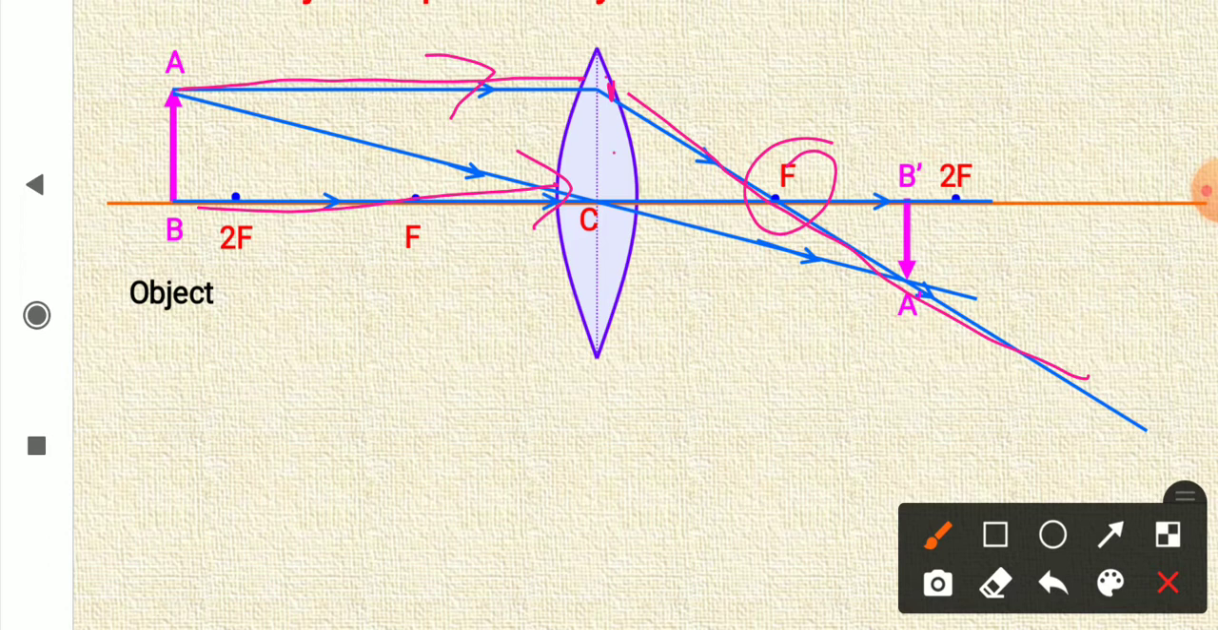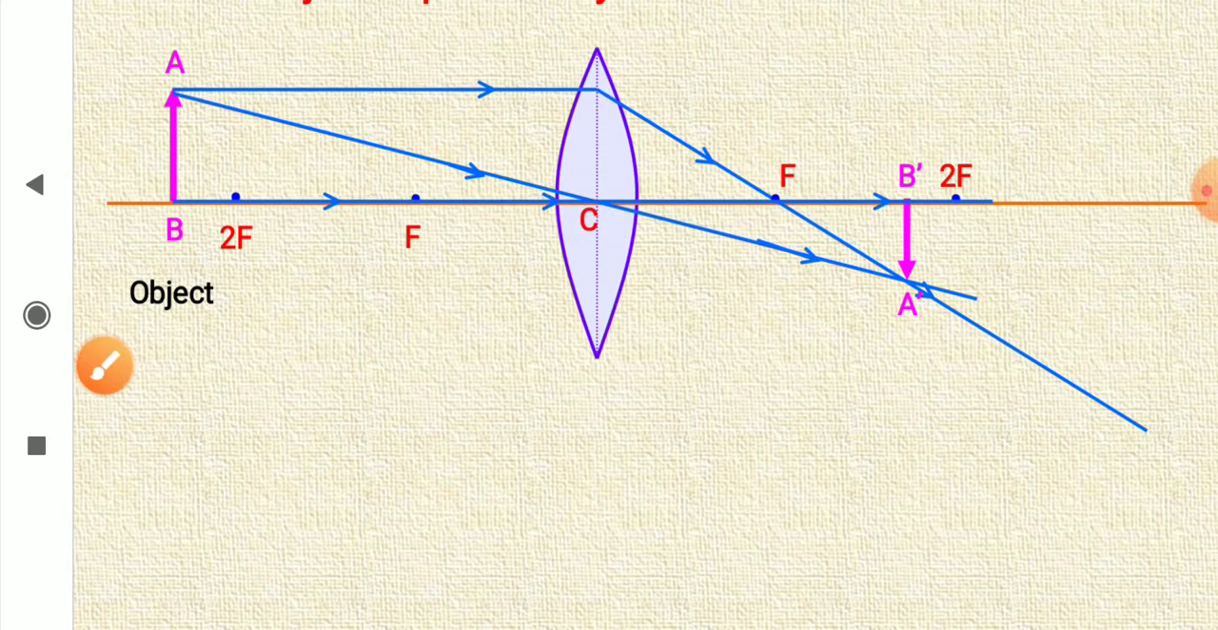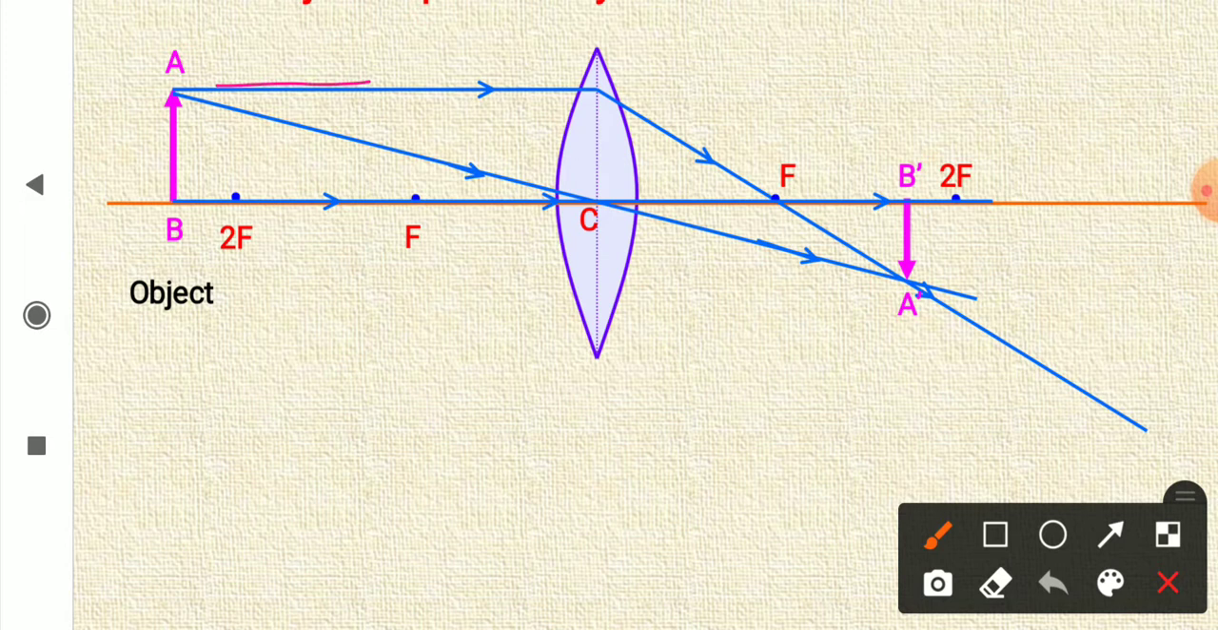Another ray we take through the optic center. Ray through optic center goes without deviation, and another ray which is coming along the principal axis, this is also passing through the optic center. So this also goes undeviated. So if you look at it, this ray and this ray, they are coming from the head of the object.